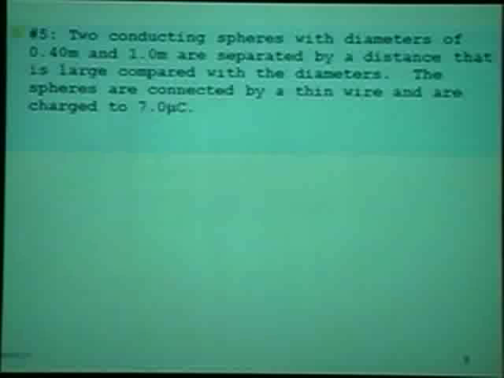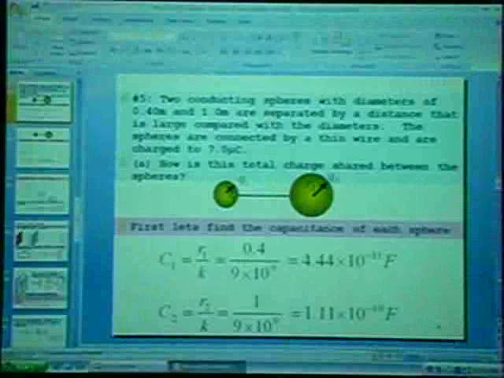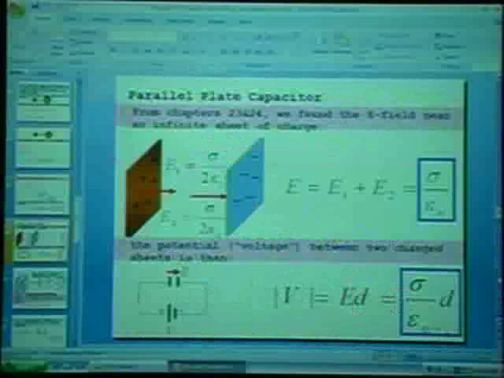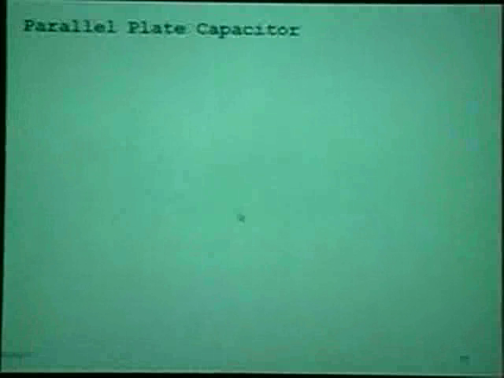All right, let's do this example. So our first result is the capacitance of an isolated sphere. That's the one that I want you to take note of. That capacitance is equal to the radius of the sphere divided by K, 9 times 10 to the 9. Our second major example is the parallel plate capacitor. This is one that we're going to use a lot.